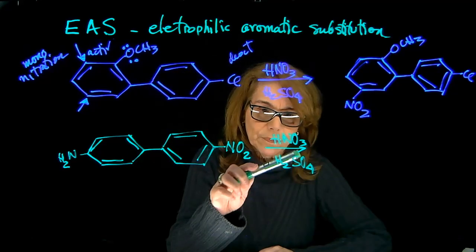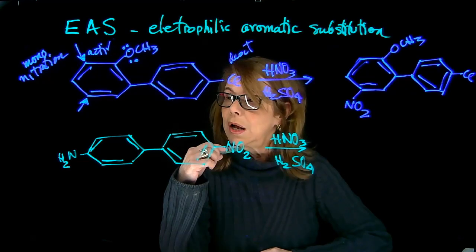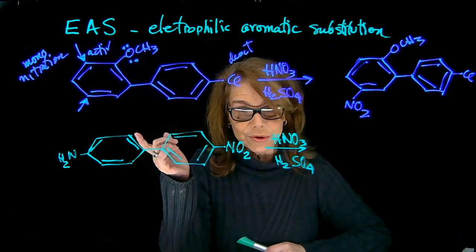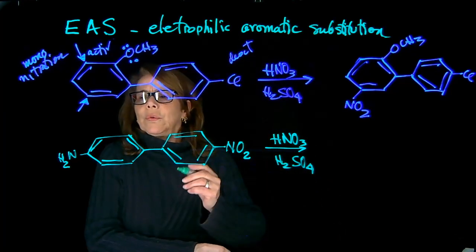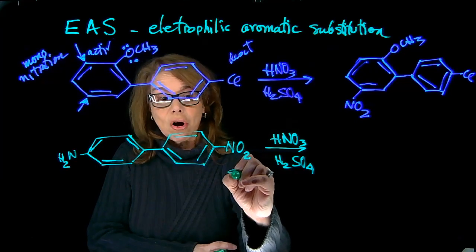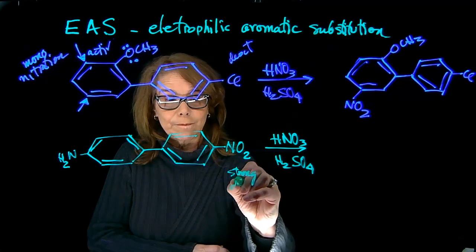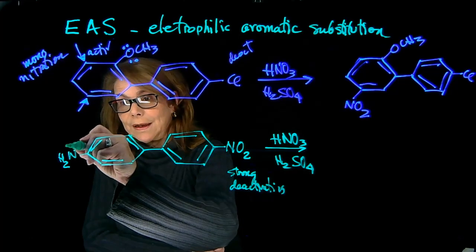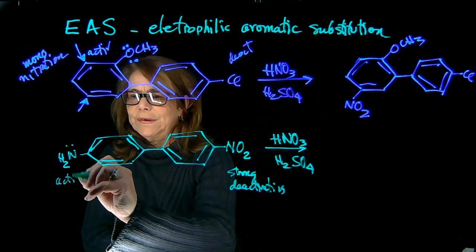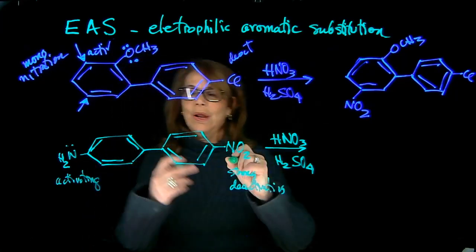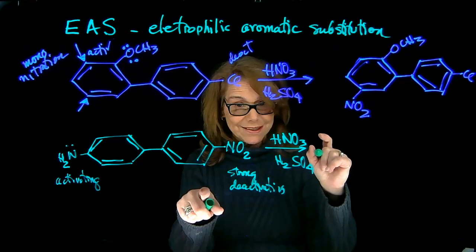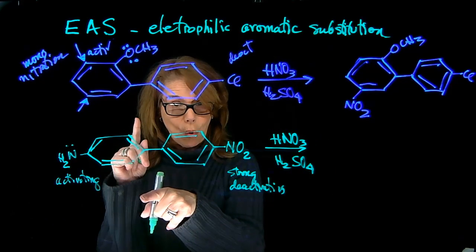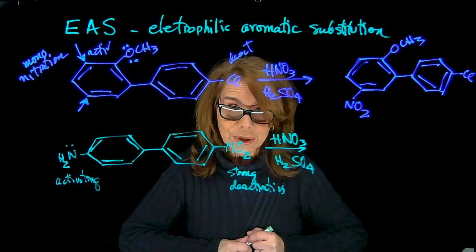Next, let's do the problem below. Again, a mononitration. We need to decide which ring is most activated and in what position we install the nitro group. What do we have here? We have a nitro group, which is strongly deactivating. And here we have an amino group, which is activating. So the substitution is not going to happen in the deactivated ring. Because it's activating, it's going to happen on this side, at one position, because it says mononitration product.